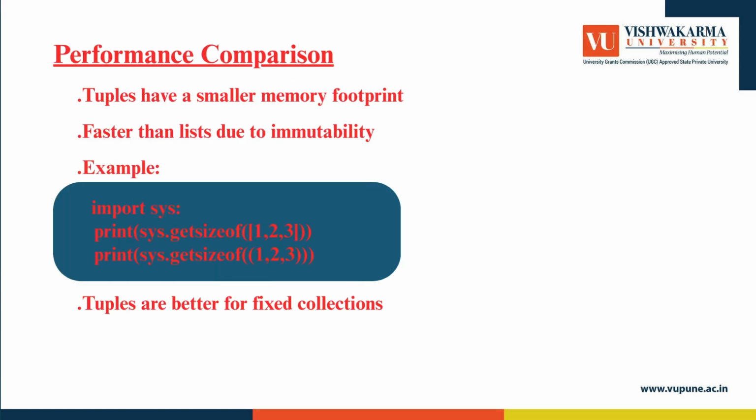Performance comparison between list and tuple. Tuple has a smaller memory footprint than list, and is faster than lists due to immutability. Tuple is better for fixed collections. Here is an example of both list and tuple.